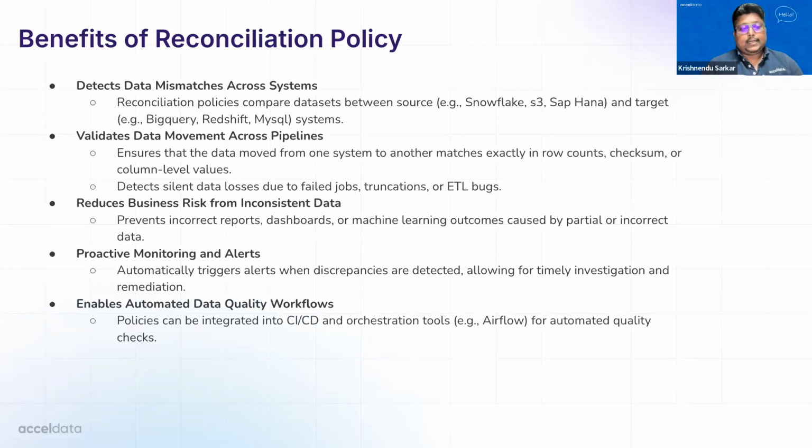So it detects silent data losses due to failed jobs, truncations, or ETL bugs, which reduces the business risk from inconsistent data. There are proactive monitoring alerts, just like we do for schema drift. It also enables automated data quality workflows, where policies can be integrated into CI/CD orchestration tools like Airflow for automated data quality checks. That's all for schema drift and reconciliation.